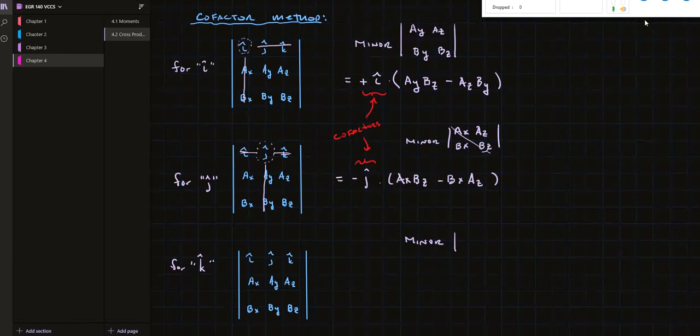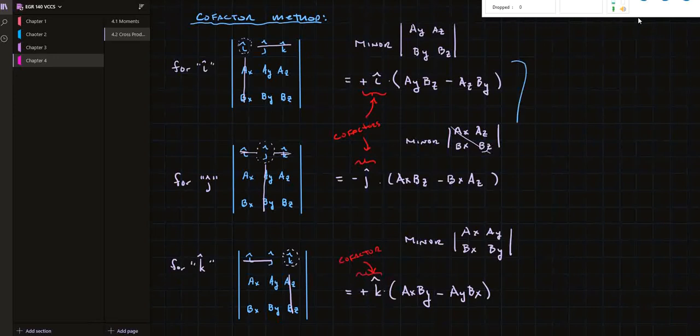So for our K term, we finally select the last one in the row, cross these out, cross those out. We have a minor of AX, AY, BX, BY. And in this one, now we're going to add again. Back to adding K times AX, BY minus AY, BX.